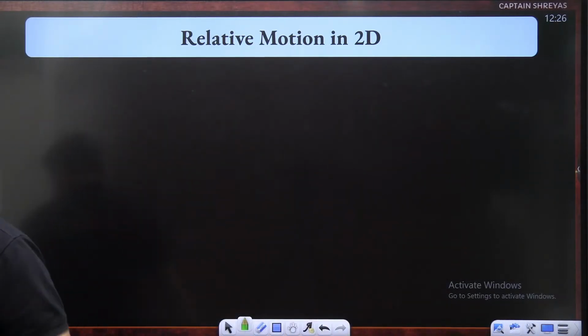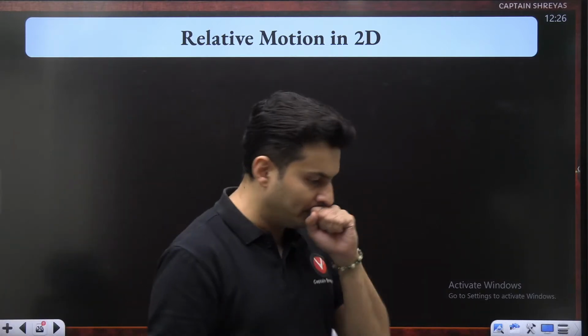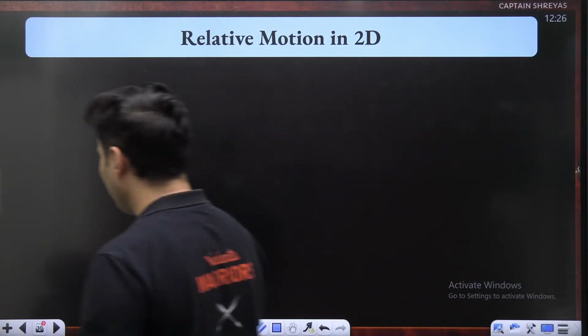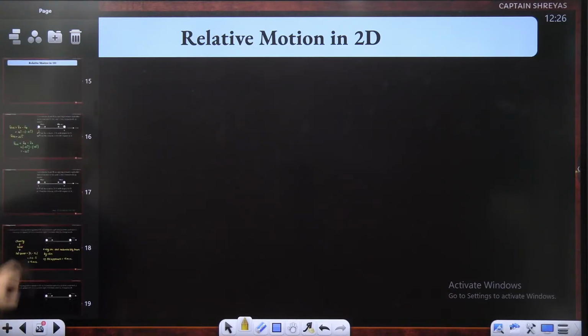Awesome. So let's move to relative motion in 2D. Now, the same concept, whatever we applied over here, is still applicable. Where did we go?